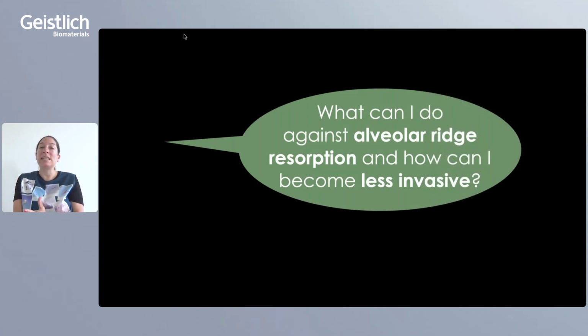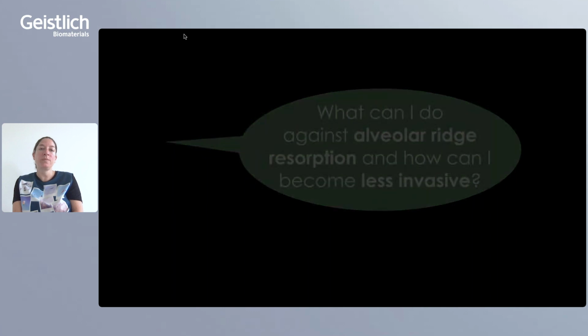But as you can tell, this is a rather invasive treatment. So the question that we are asking ourselves, or that maybe also the patients ask us as treating dentists, is: what can we do against alveolar ridge resorption? And how can we prevent at least a big part of the resorption? How can we become less invasive for the benefit of our patients?